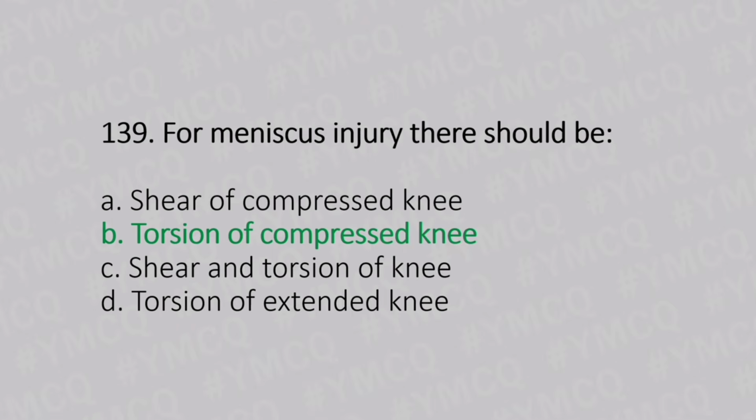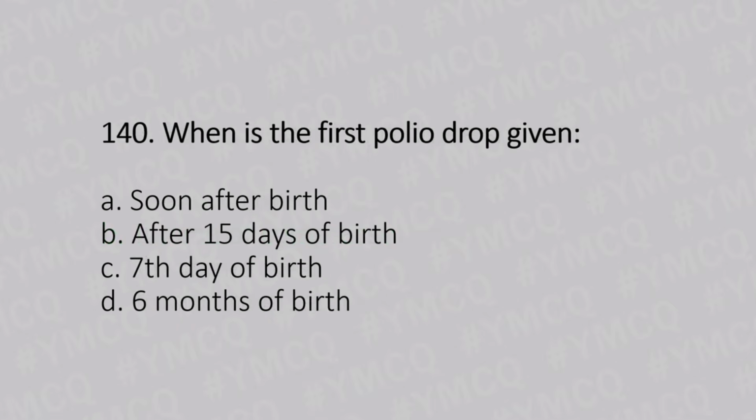Now let's move to question number 140. When is the first polio drop given? Option A, soon after birth; option B, after 15 days of birth; option C, 7th day of the birth; option D, 6th month of the birth. And the answer is option A, soon after birth.